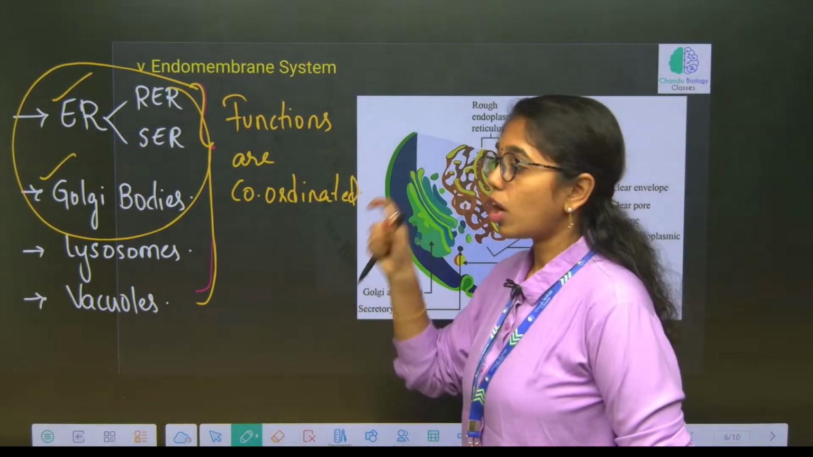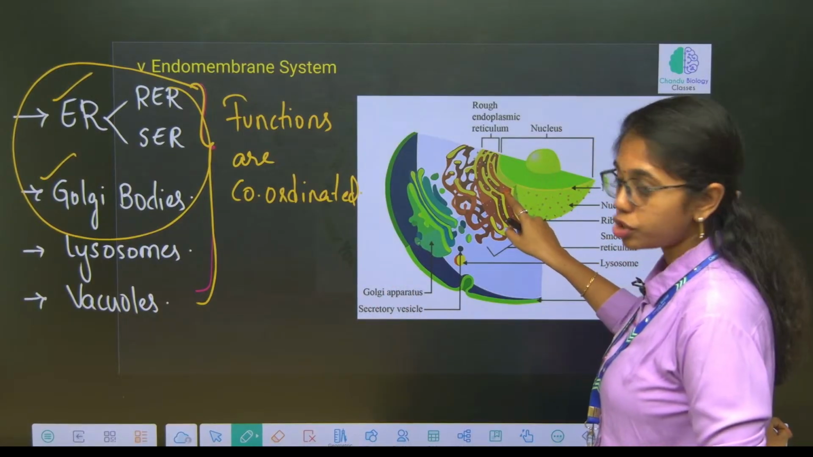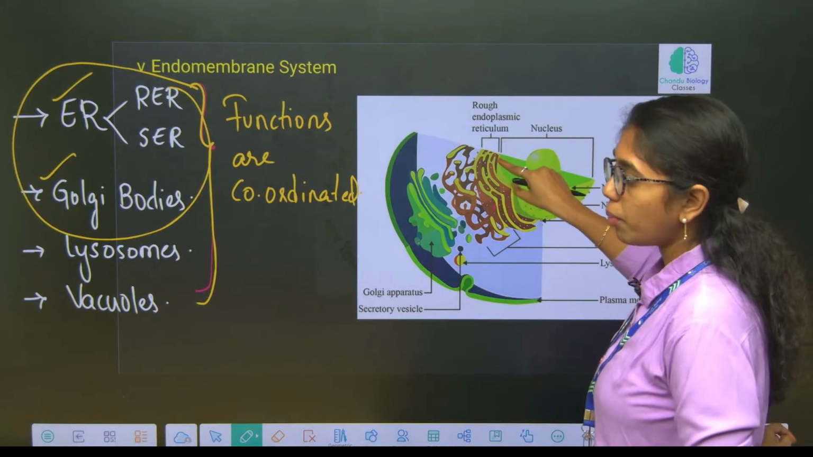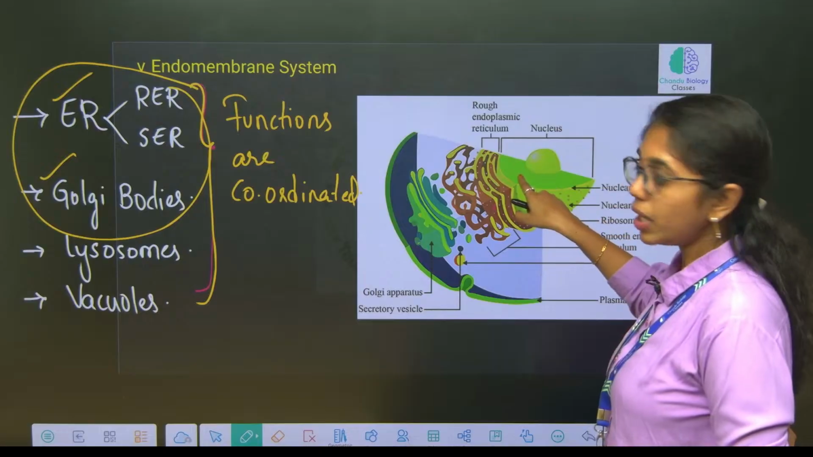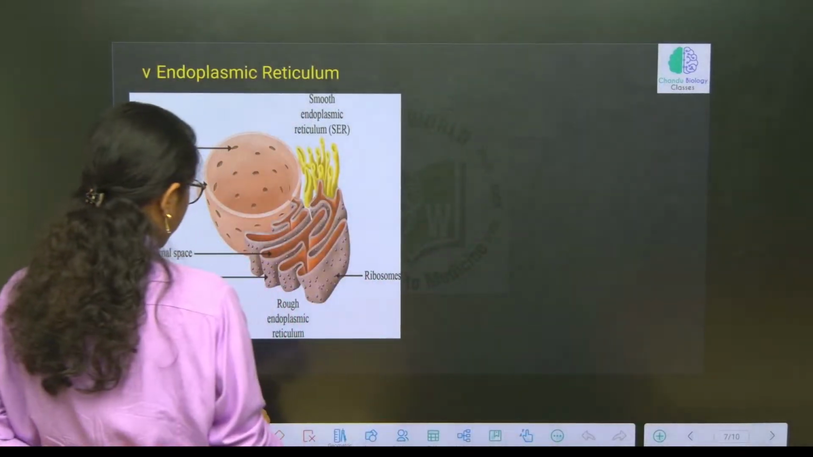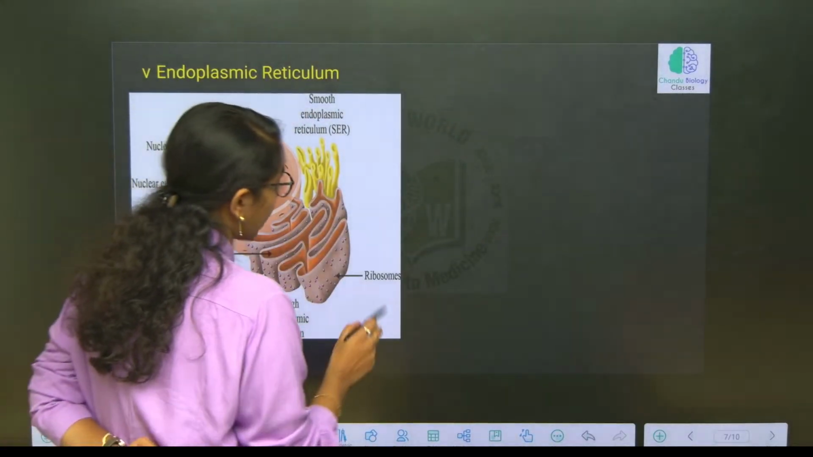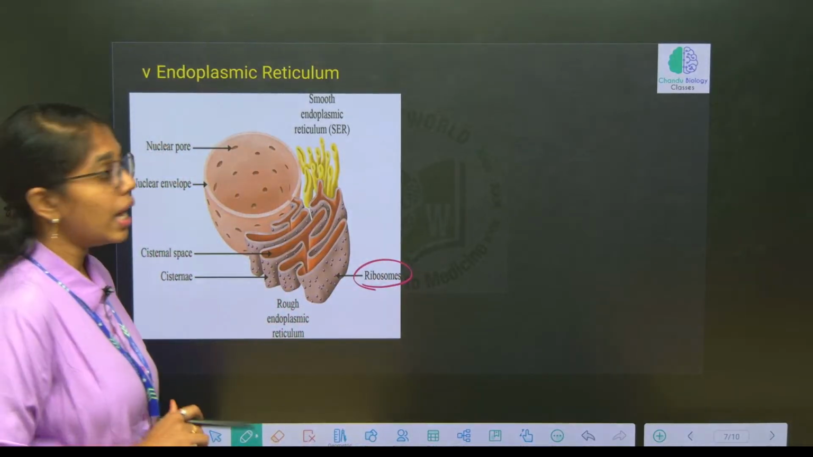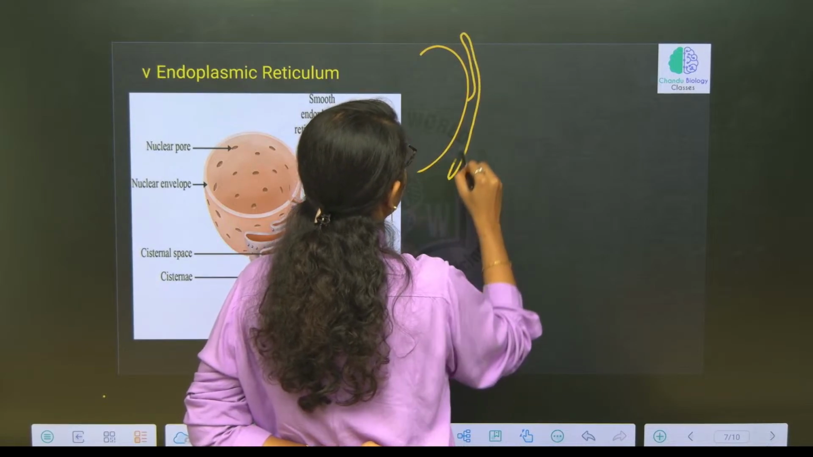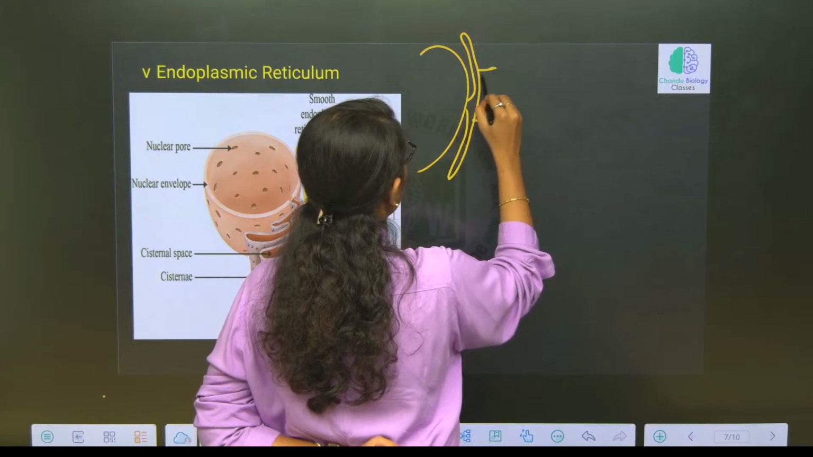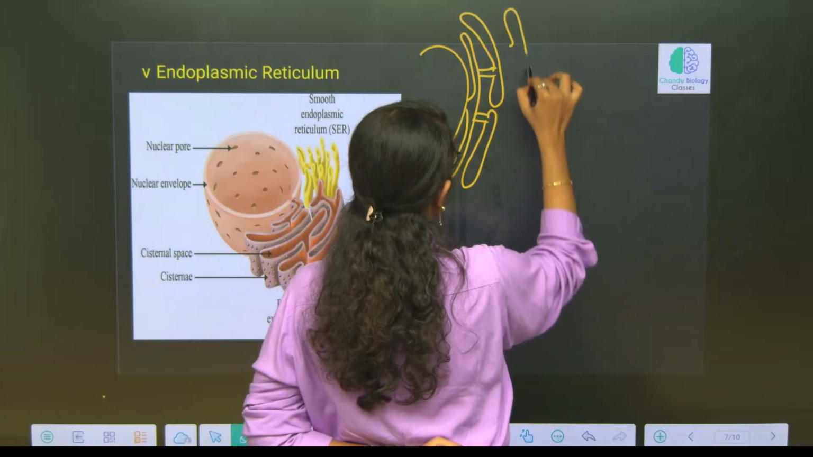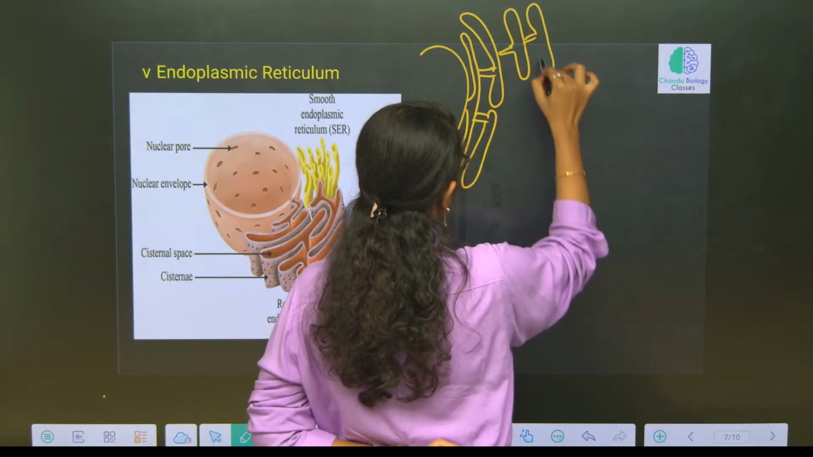The endoplasmic reticulum is a network or reticulum of tubular extensions from the nuclear envelope. This network of extensions can be of two types based on the presence or absence of ribosomes. Here, those with ribosomal structures.